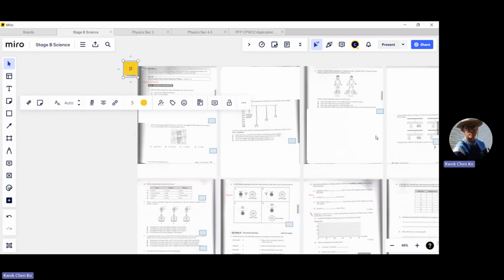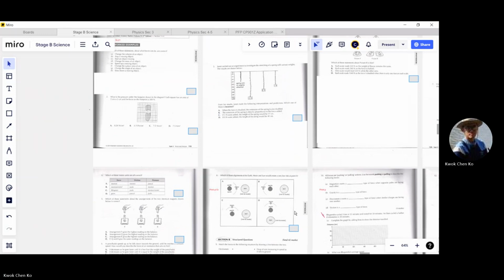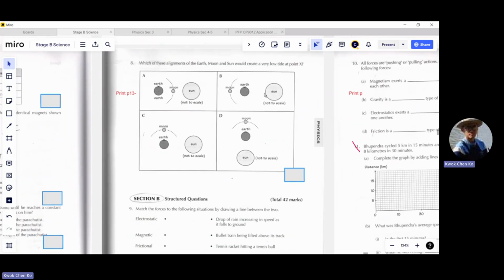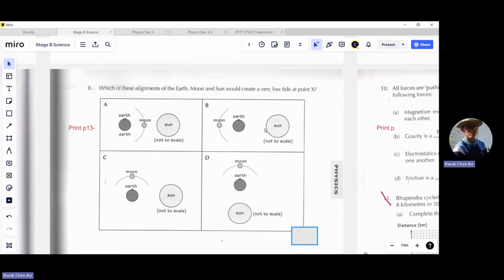Why is this talking about gravity? Yup, forces. But first, you mark up where X is. Okay, X is here, at the top. Yeah, it's always at the top. Now, they talk about a very low tide. I think I know the answer.